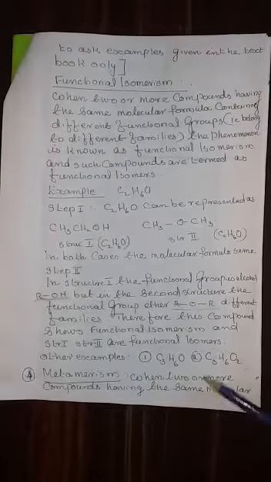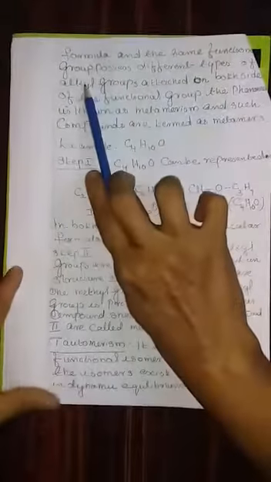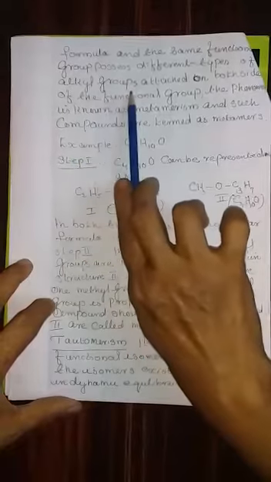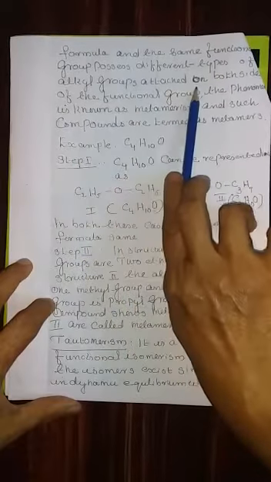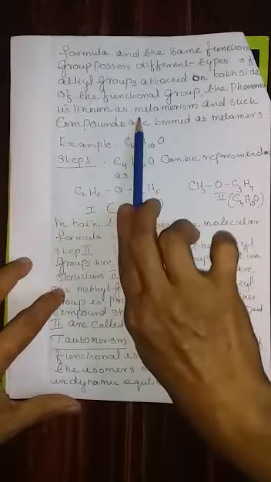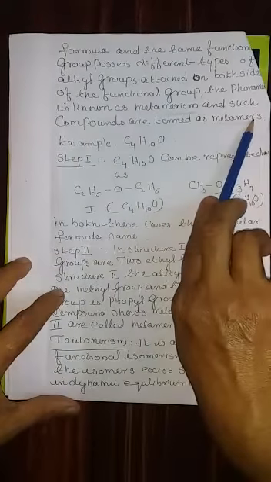Next is metamerism. When two or more compounds having the same molecular formula and the same functional group possess different types of alkyl groups attached on both sides of the functional group, the phenomenon is known as metamerism, and such compounds are termed as metamers.